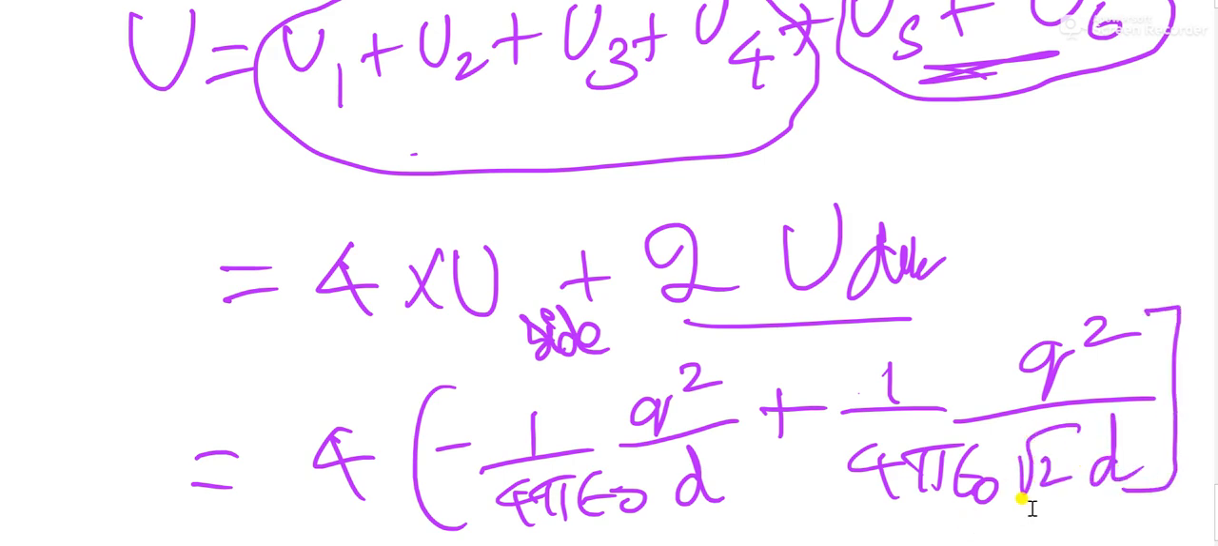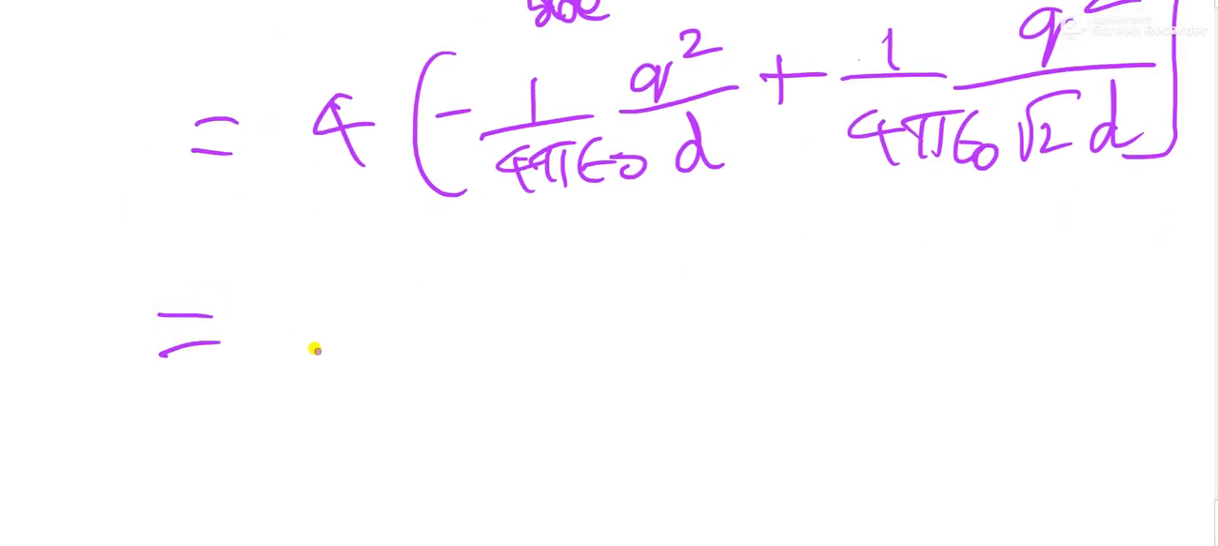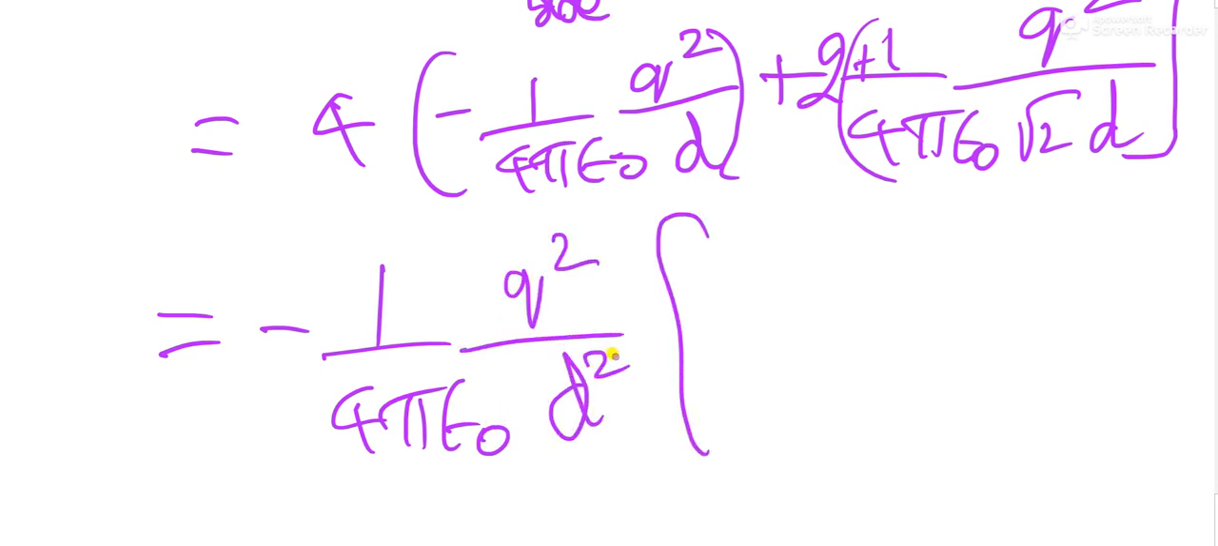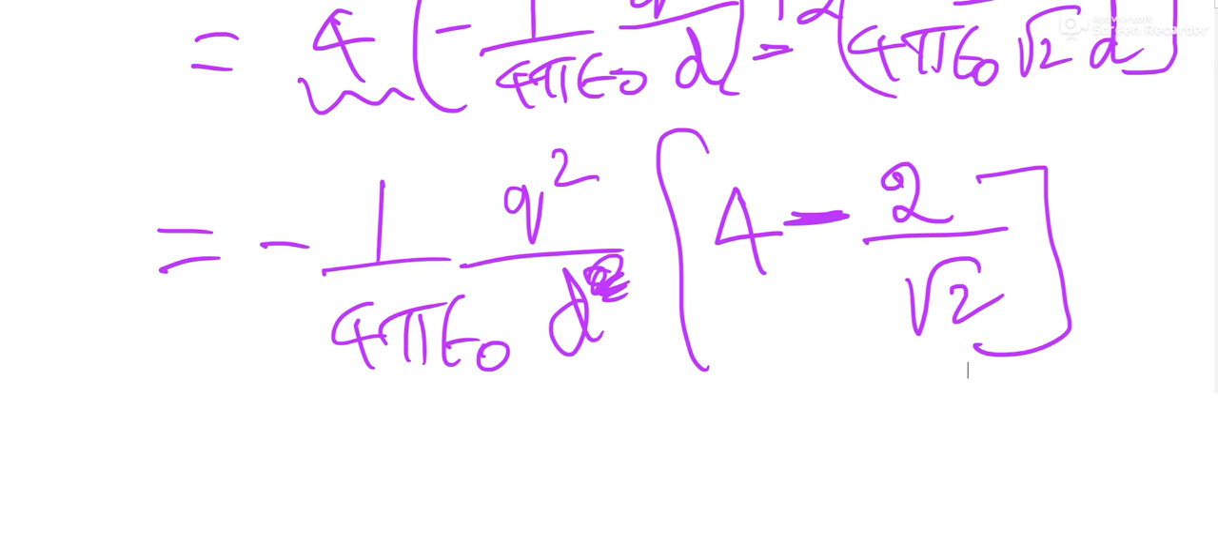That's it. Okay, we can take it as common outside. We solved this. So it's going to be common: this will be 4 times with the minus, this will be 2 times with the plus. So I am taking minus 1 divided by 4 pi epsilon naught q square divided by d common. So that means 4 will be there here, 4 minus, because I am taking the minus common. Here plus is there, no? The sign will be changing with minus. And 2 by root 2 will be there. This is the final equation we are going to get.